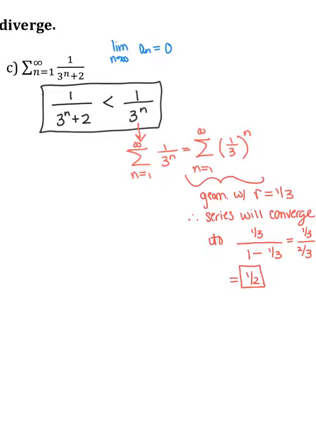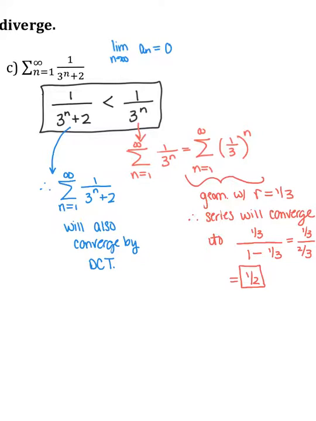Awesome. So now, since I know this, think about what you know about this series. Therefore, I know the series from 1 to infinity of 1 over 3 to the n plus 2 will also converge by direct comparison test. All right, this is important that we make a note. We do not know that they converge to the same thing. They might converge to the same thing, unlikely, but they might, but we don't know that for sure. So we certainly couldn't make any further conclusions.